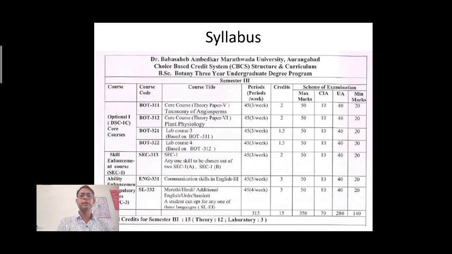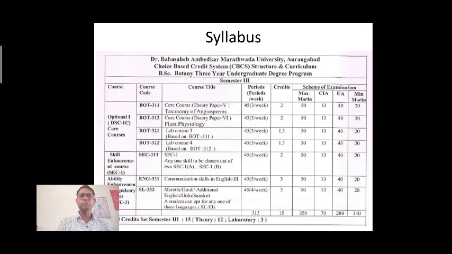Now here you can see the details of the course, that is the optional or core course includes taxonomy of angiosperms and plant physiology. These are the two subjects included in the core course, whereas these two courses have the lab courses, that is practical 3 and practical 4.